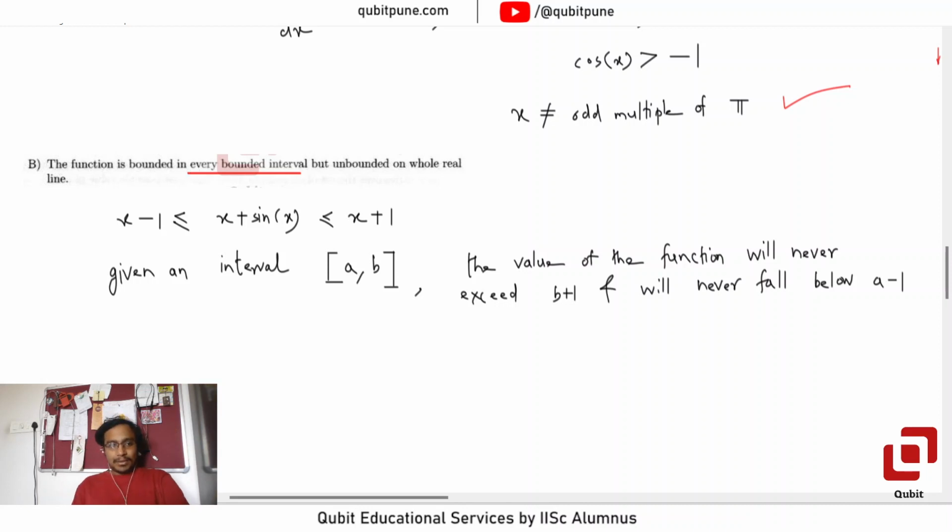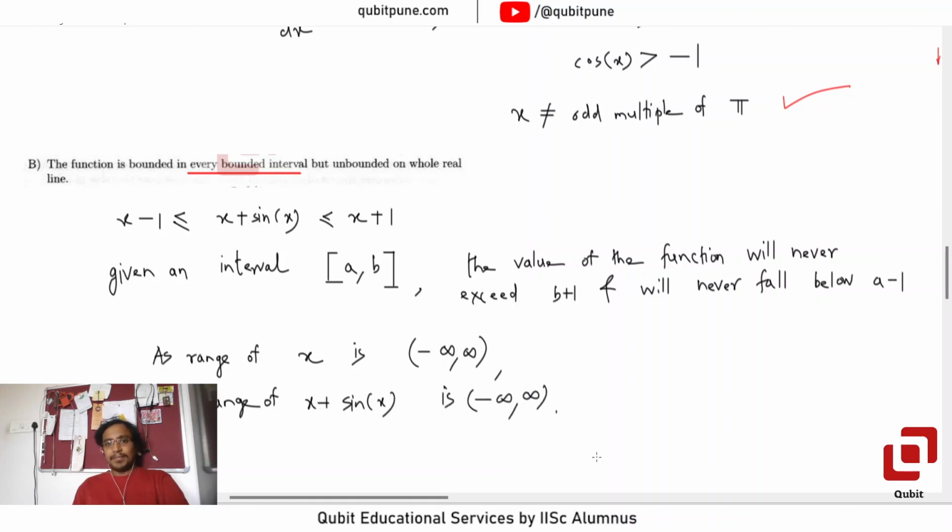No. As the range of x is negative infinity to positive infinity, the range of x plus sine x is also negative infinity to positive infinity. Right? So, is it true that it is unbounded? Yes. Therefore, unbounded on R.